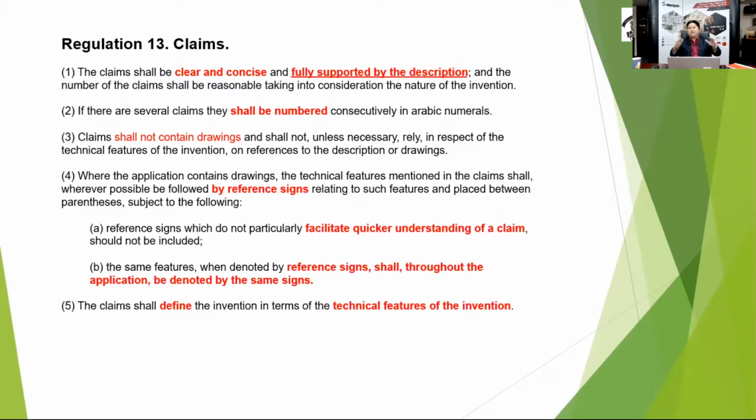Now, all the claims must be numbered consecutively. And in the claims part, you shall not put in drawings. It's only wording that portrays the scope of your invention. And then of course, in the claims you must have reference signs, and the signs must relate to the drawings and be used when you describe your elements in the description.